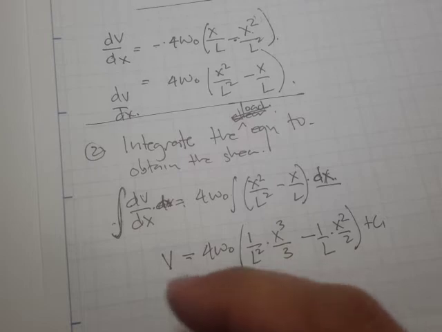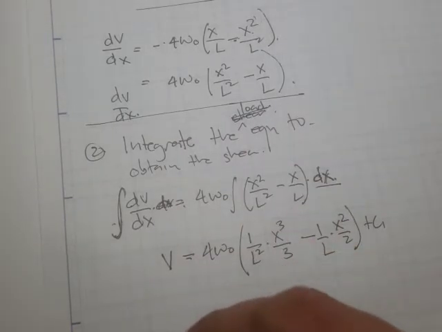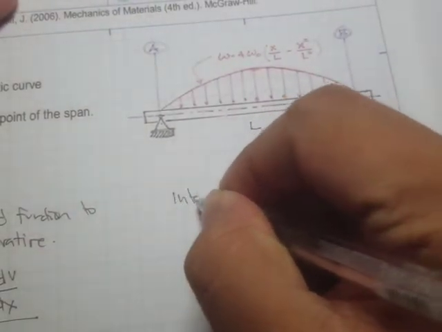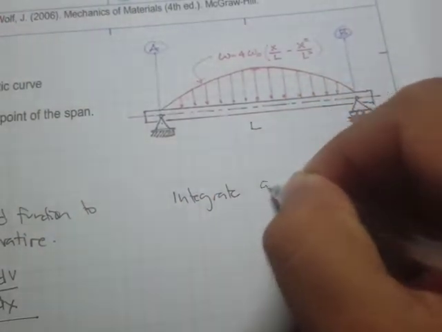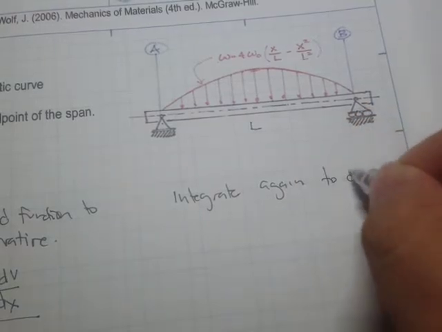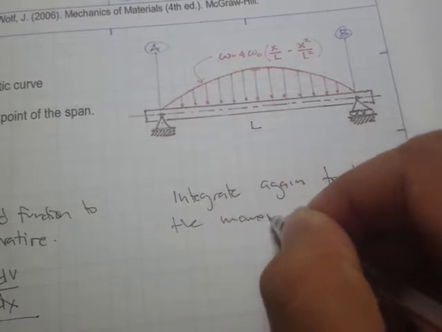Okay, so the next is, what else? Integrate again. I guess we just have to integrate again to obtain the moment function.